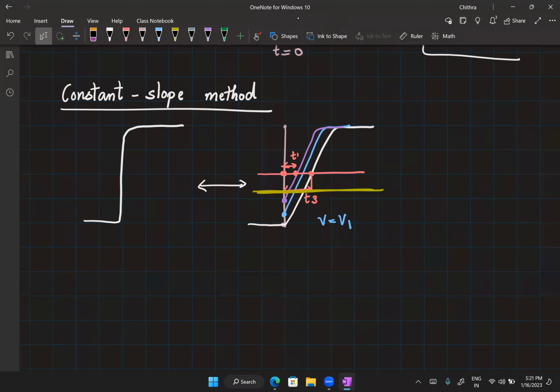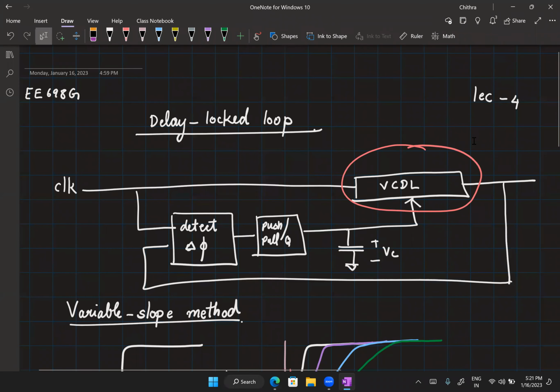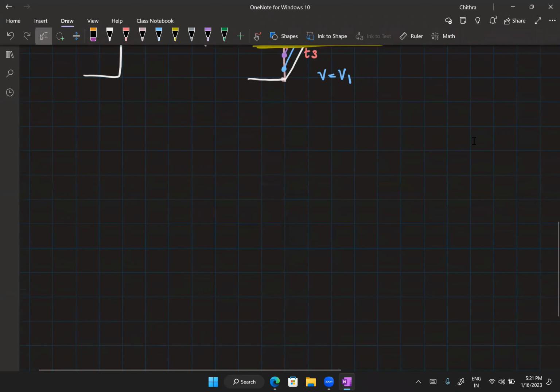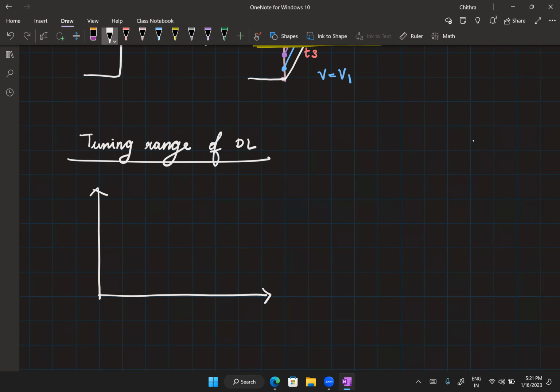All right. So with that, we come to the conclusion of the discussion of our voltage control delay line. I want to discuss one more portion on this, that is the tuning range of the delay line. Okay. So let's say we have a characteristic like this. So the x-axis is VC, y-axis is the propagation delay, and let's say I have some characteristic like this.